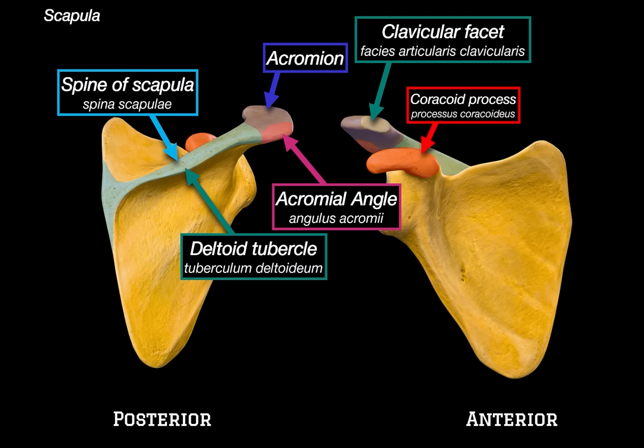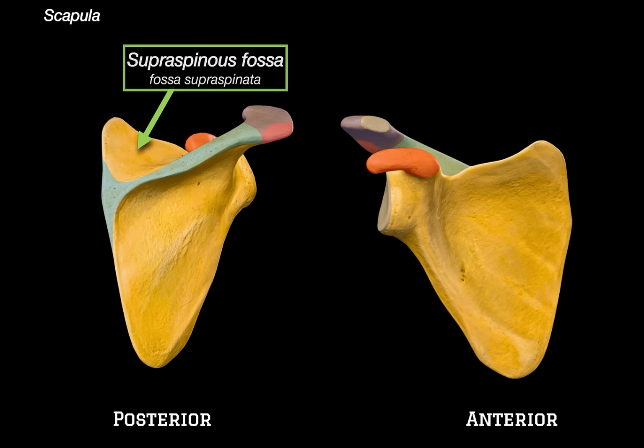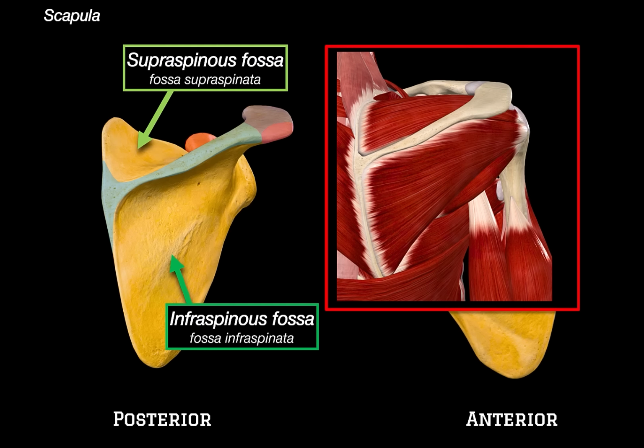Alright, let's keep this going. We're now focusing on the posterior surface. Above the spine is the supraspinous fossa, and below is the infraspinous fossa. These depressions function as beds for certain muscles, and these muscles are the supraspinatus muscle, which sits on the supraspinous fossa. This is one of the 4 rotator cuff muscles and initiates shoulder abduction, helping the deltoid kick in.